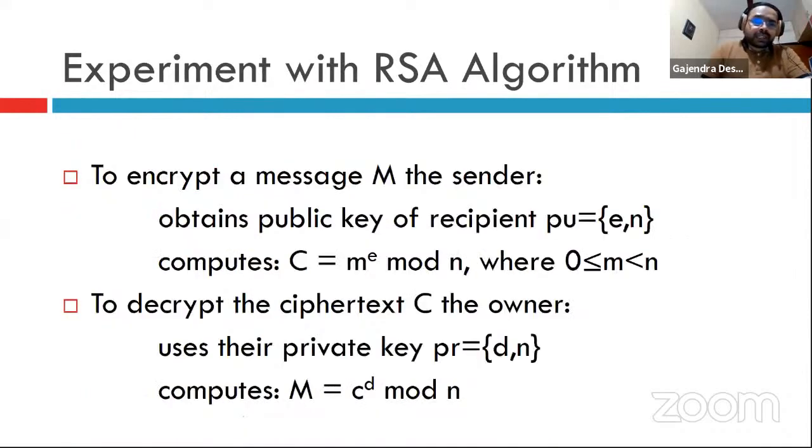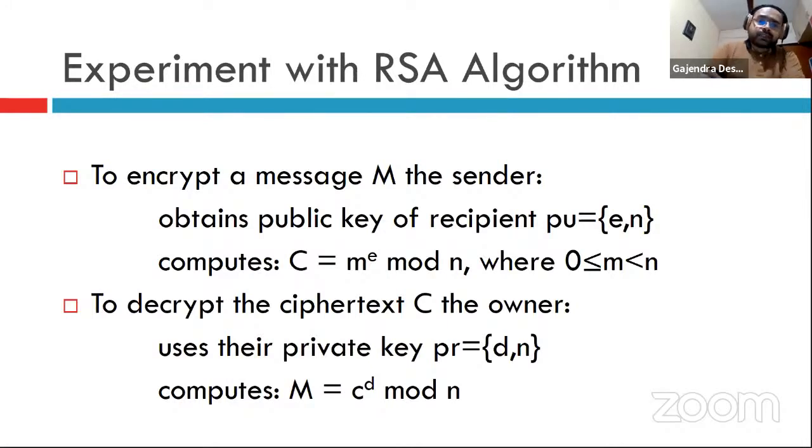So in the RSA algorithm, this is how a message is encrypted. To encrypt a message, the sender obtains the public key of the recipient, so PU is equal to E comma N, and computes the ciphertext M raised to E mod N. Similarly, to decrypt the ciphertext C, the owner uses the private key, that is PR is equal to D comma N, and computes M is equal to C raised to D mod N.